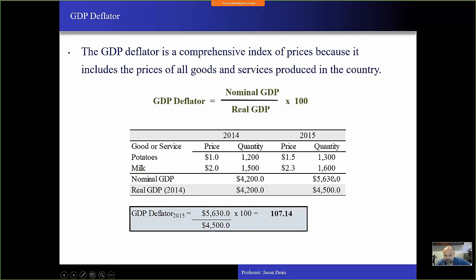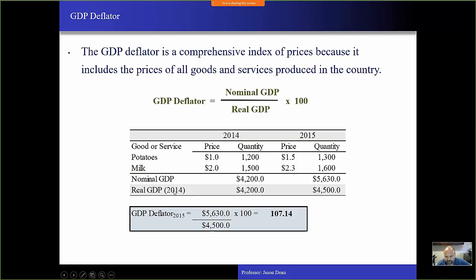Now, if the base year is 2014, then we are saying that this is the base year. This is where we want to hold prices constant, okay? Because when we look at GDP over time, we're interested in how economic activity changes, so how much production changes. We don't want that to be confused or confounded with price changes as well.